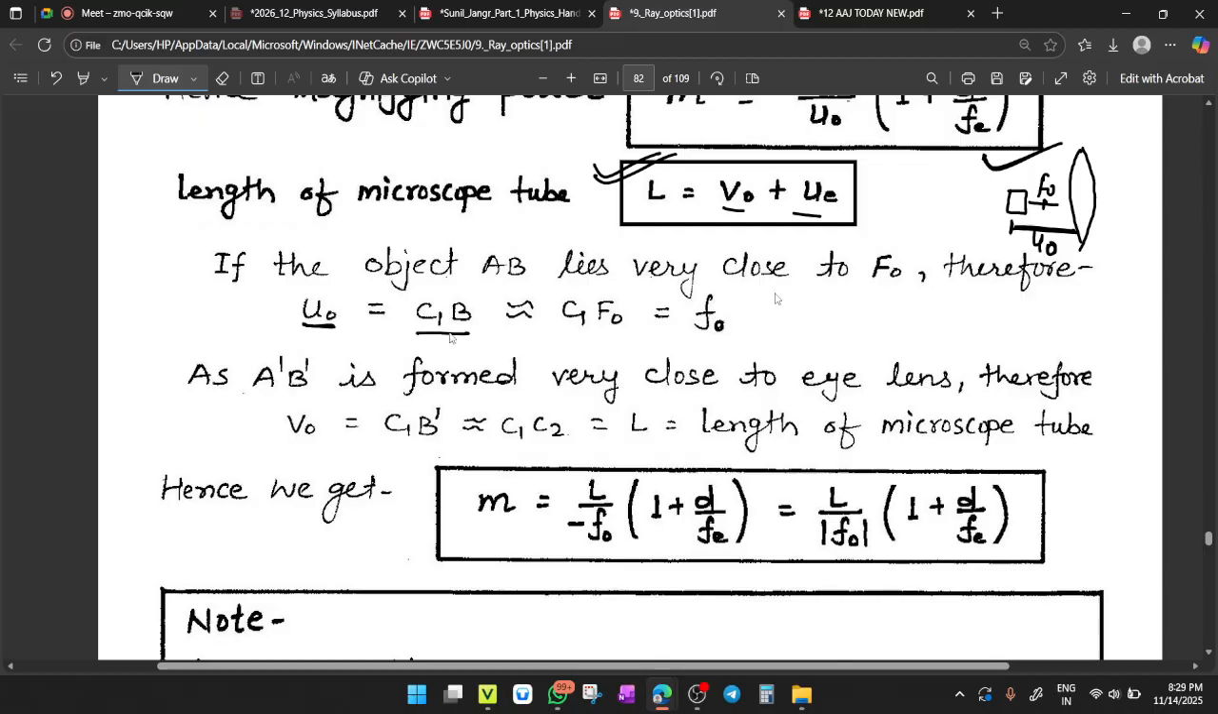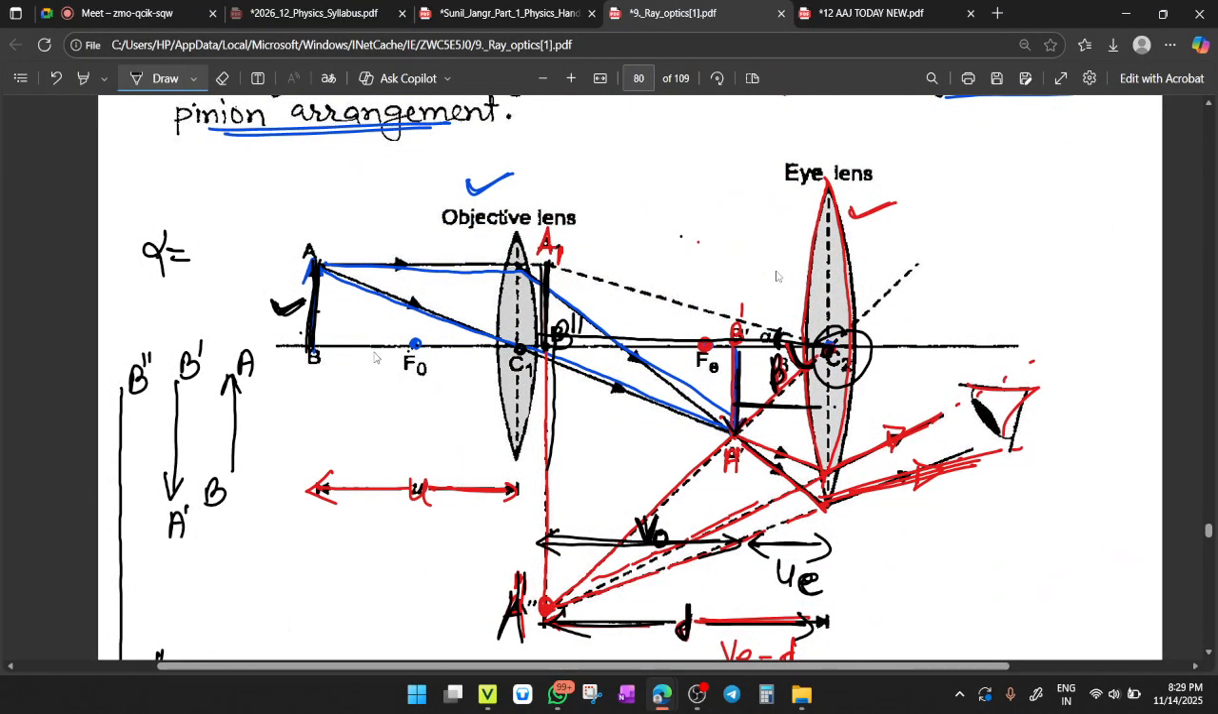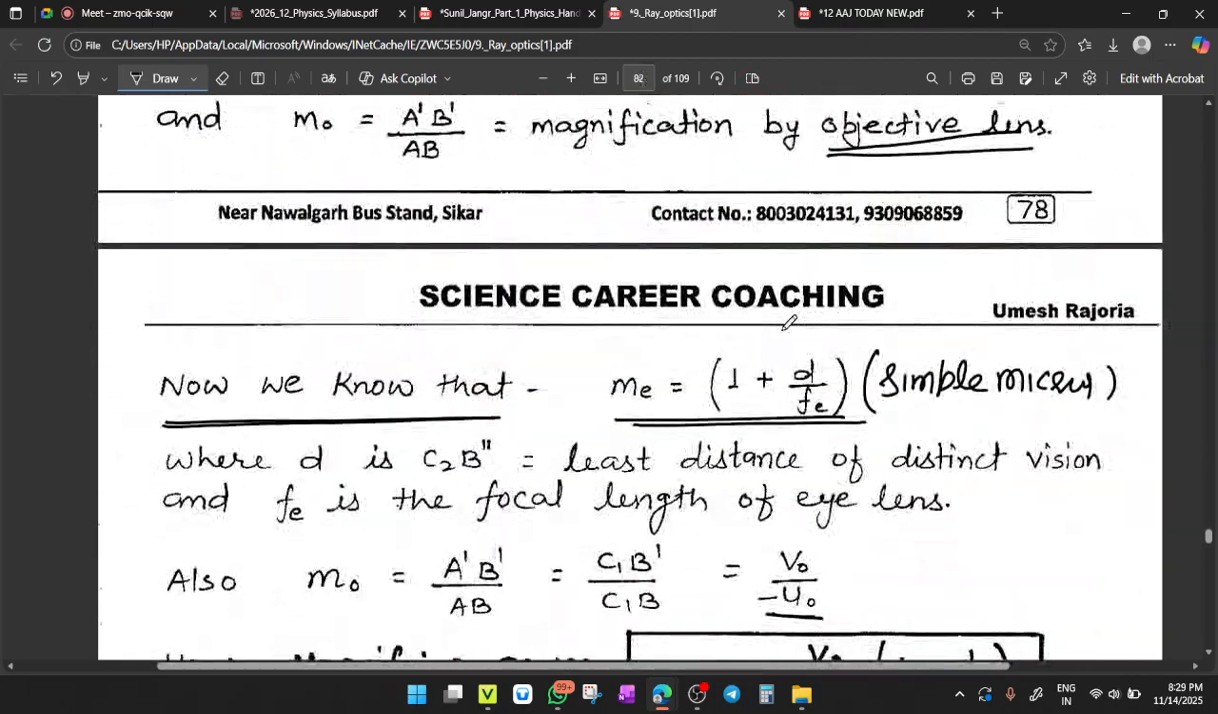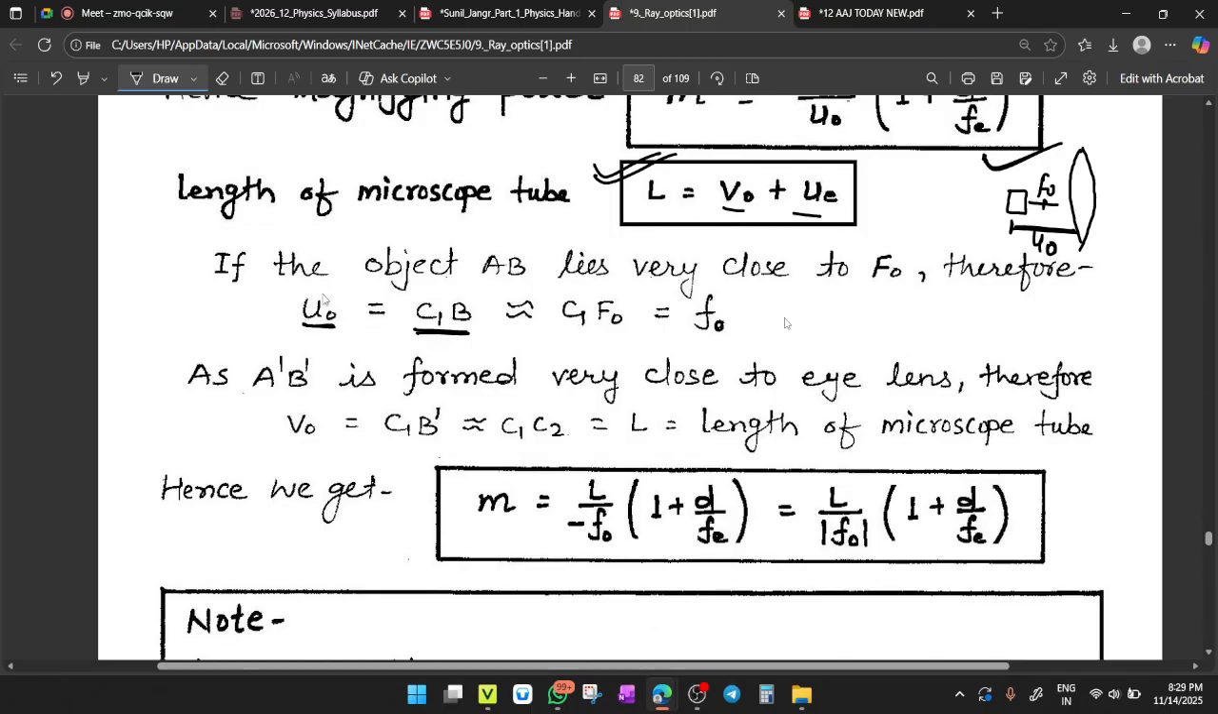This means this distance UO is near about FO. UO equals C1B. Yes, you can see your diagram. C1B is the distance of the object. This is C1 and this is B. So this is called UO, and this UO is very near to FO. So UO is nearly equal to FO, so we can place the value FO in the place of UO. The object AB lies very close to FO. Therefore, UO, which is C1B, is near about FO.